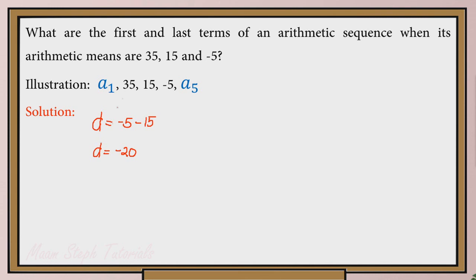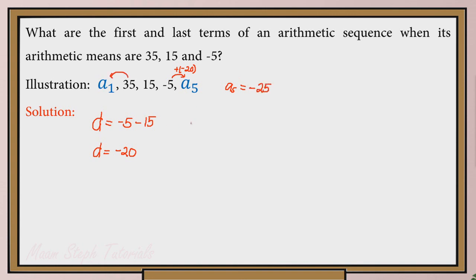Okay, so makikita naman natin na yung tatlong terms na given ay decreasing siya. Kaya naman, we can tell right away na yung common difference natin ay a negative number. So, to get a5, so going to the right, we will just add negative 20. Okay? So, negative 5 plus negative 20, so magiging minus din to. So, kaya naman, a5 is equal to negative 25.